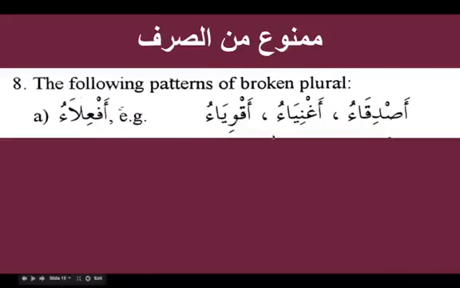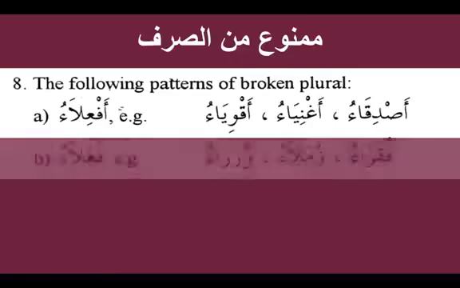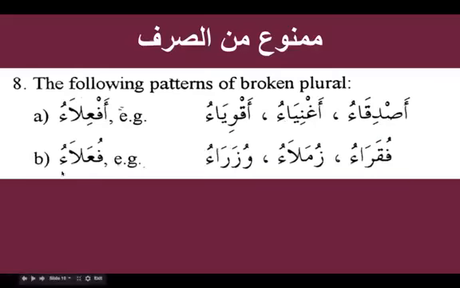And finally, we learned about plurals, and we learned quite a few patterns which follow the pattern of mamnu' min as-sarf. A few of those are af'ila'u, like asdiqa'u, aghniya'u. So single dhamma is a sign of diptote in a natural state. And fu'ala'u, so say single dhamma. And what are the patterns there? Fuqara'u, zumala'u, wuzara'u. These are all mamnu' min as-sarf.